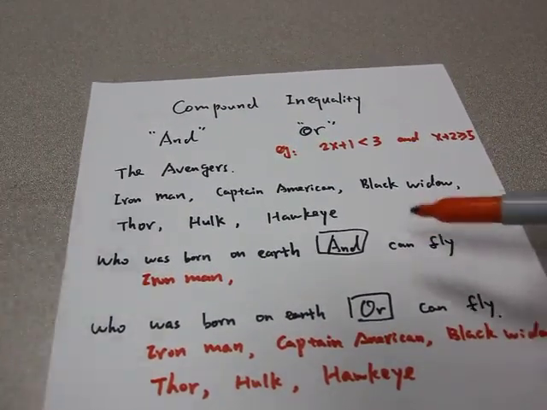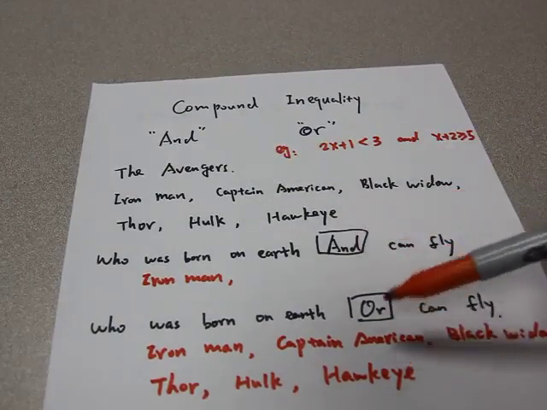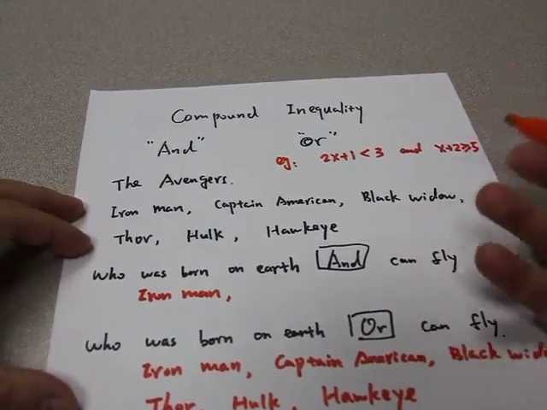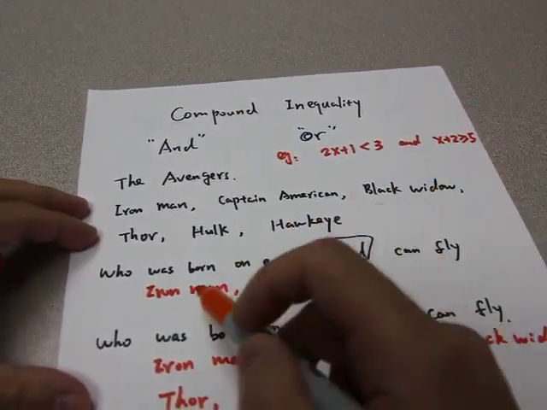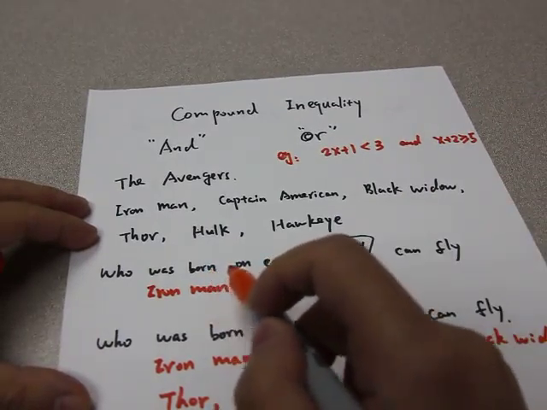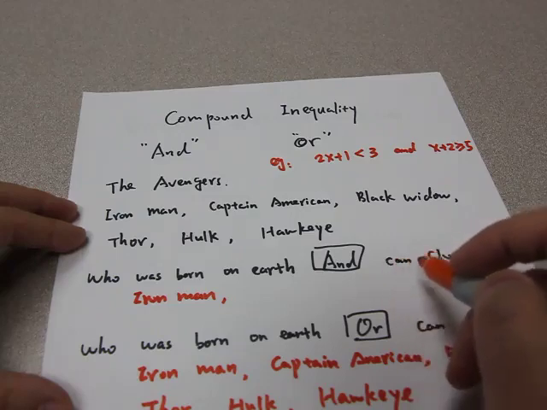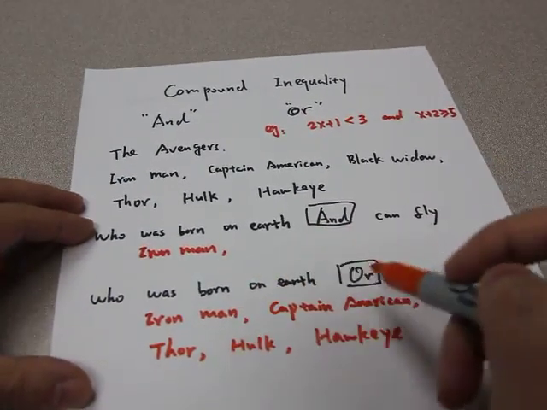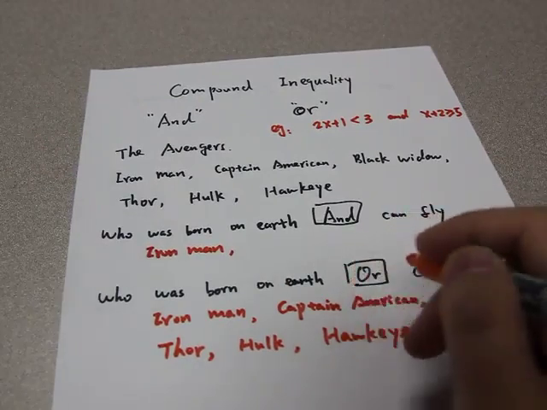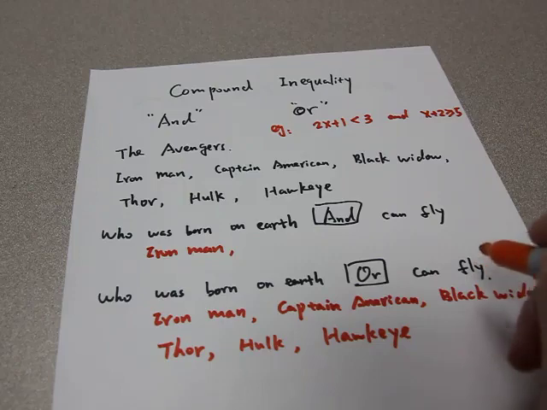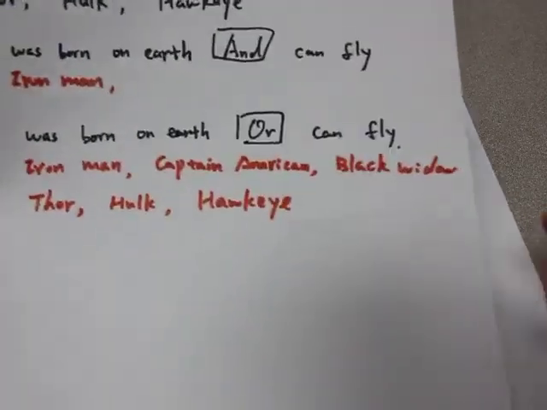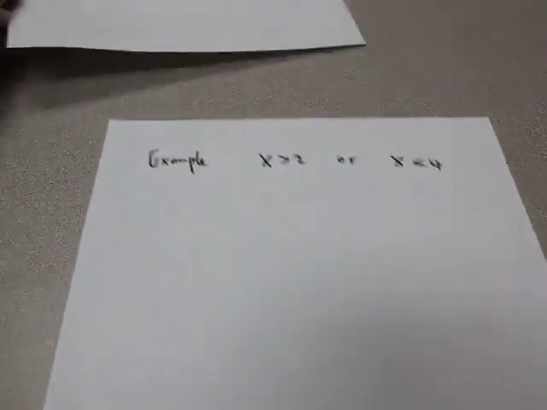So the difference between "and" and "or" is that when we use "and", we have to make sure the thing we choose satisfies both conditions. It must be born on Earth and it must be able to fly. And when we use "or", that means the thing we choose only needs to satisfy one of the conditions.